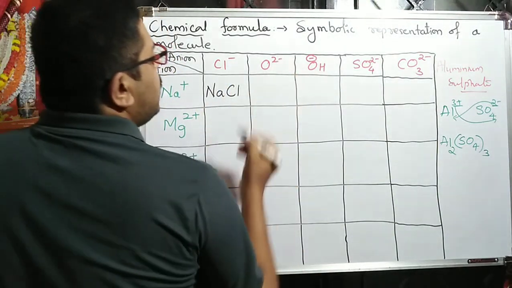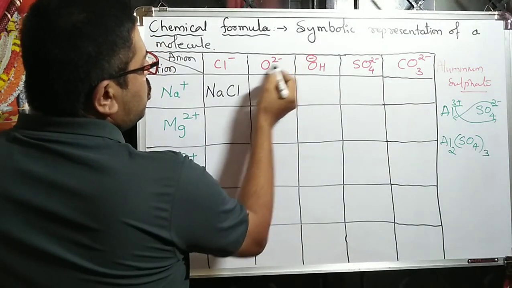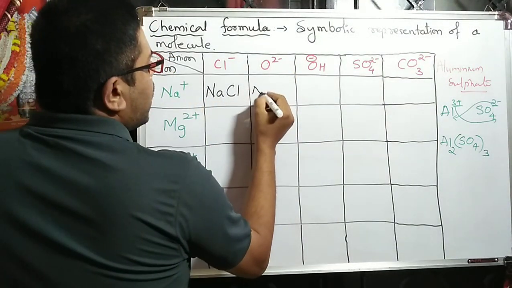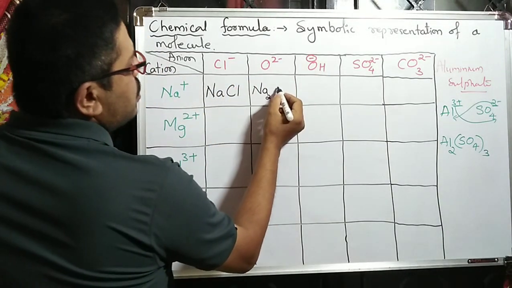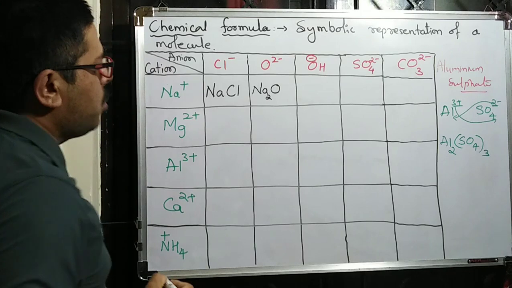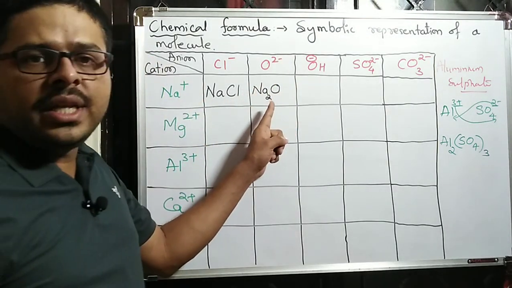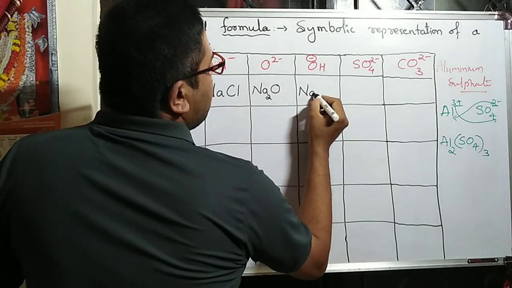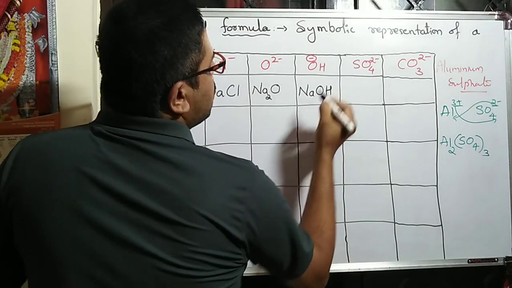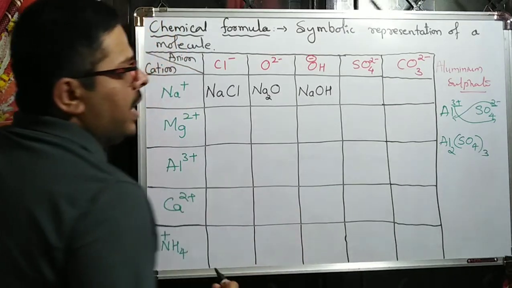Right. Oxygen 2-. Here what you have to do? This 2 you have to take to sodium. So I will write Na2. This +1 you have to take to oxygen. So O. This is the formula Na2O, sodium oxide. Like that, NaOH. Very simple. NaOH. So here I have not written the bracket.